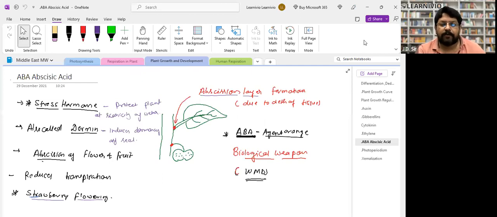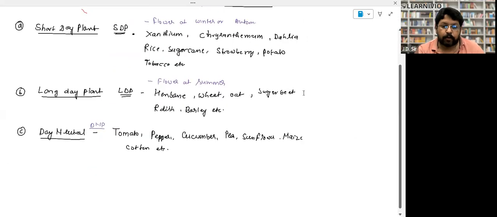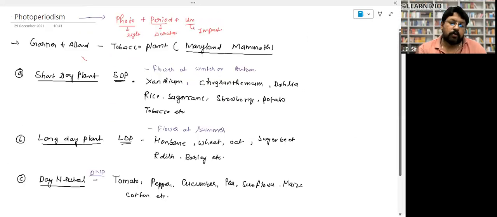Those points where I have focused more, those points where I have underlined or made the star, that is very important for you from my point of view. So go through your question paper. In plant physiology, you will find a number of questions. Which of the following is SDP? Which of the following is LDP? Xanthium is LDP, SDP, day neutral plant, none of the above. That kind of question.